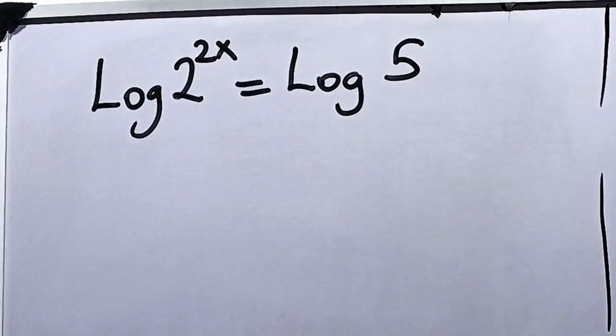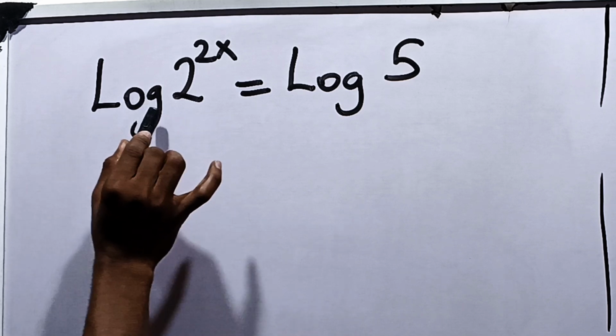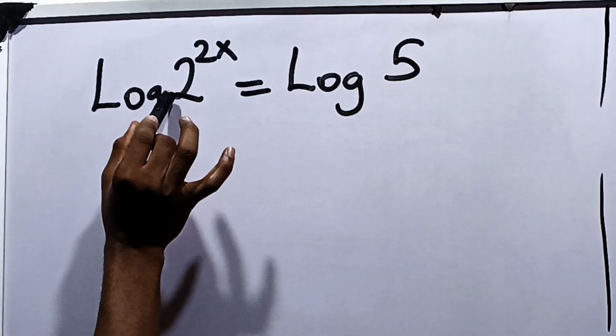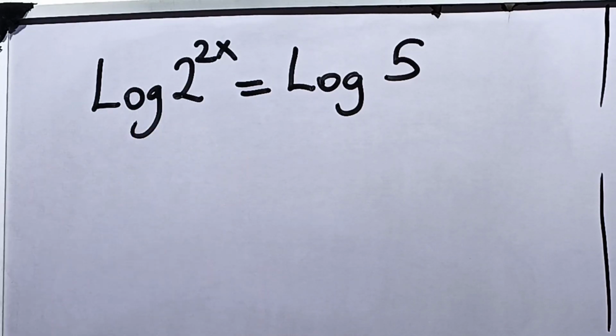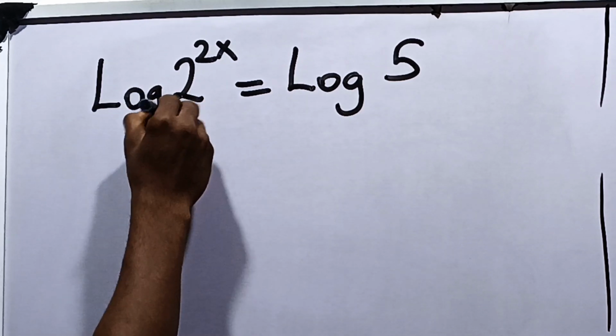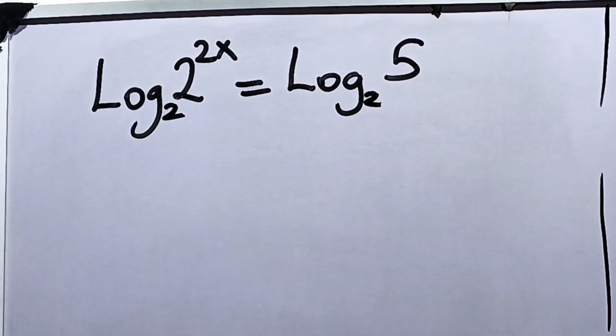So moving on from here, instead of us taking the logarithm in base 10, let's say the logarithm in the base of the number carrying x. The number carrying x is 2. So we take the logarithm in base 2 of both sides.